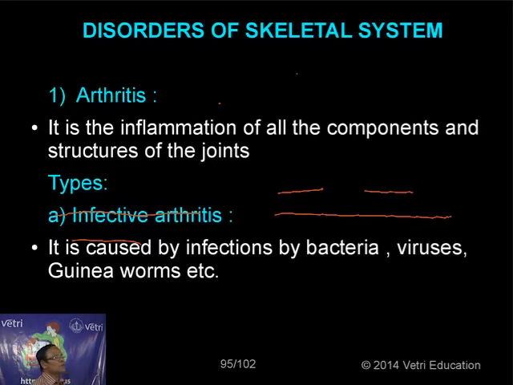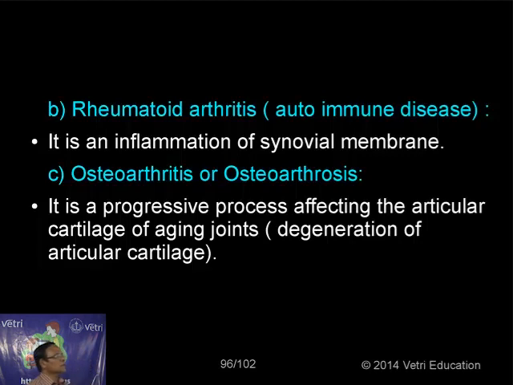Now let's see some of the disorders related to joints as per the NCERT syllabus. One disorder related to the skeletal system is arthritis. The word arthritis refers to the inflammation of the joints. We have a number of types of arthritis. One, infective arthritis, caused by infection of bacteria, viruses, fungus or helminthic worms. Then rheumatoid arthritis, an example of autoimmune disease. Here the inflammation of the synovial membrane occurs because of antibodies produced against an unknown antigen. That is called rheumatoid arthritis.